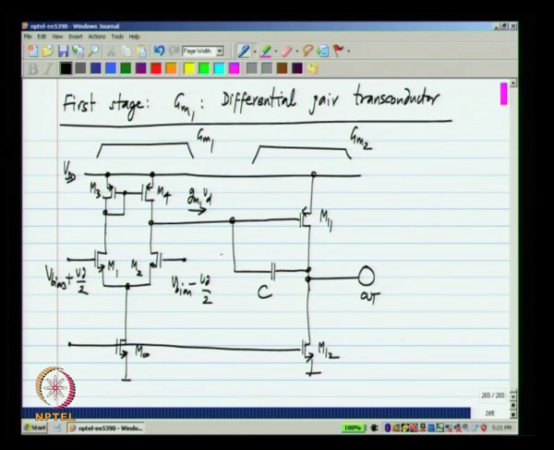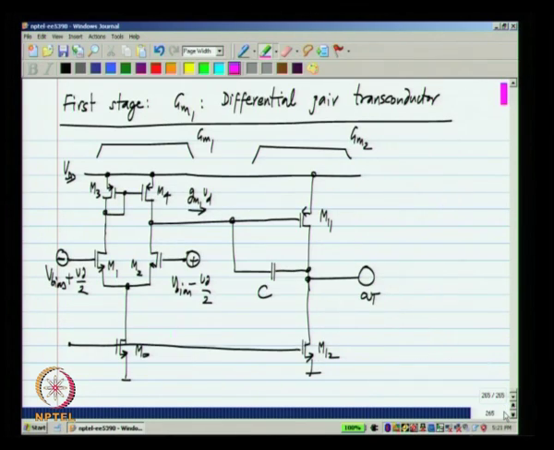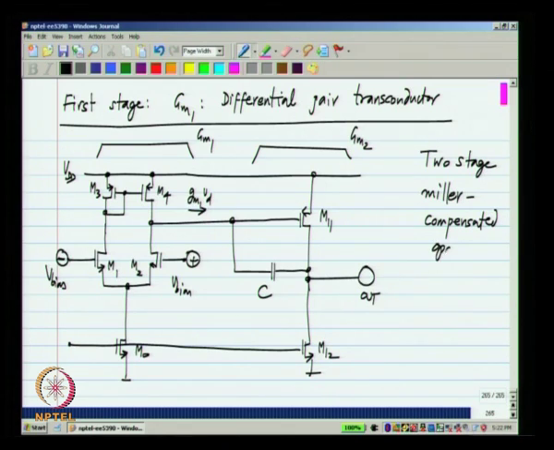If this is the output, this is the positive input and that is the negative input. That is obvious from these polarities. This is negative and that is negative. So, the gain from there to the output is positive. Okay. So, this is our two stage op amp. If you recall, it was also called the Miller compensated op amp. Okay.